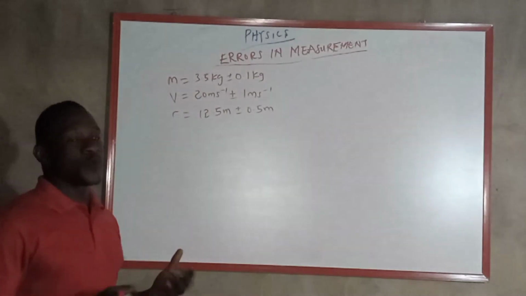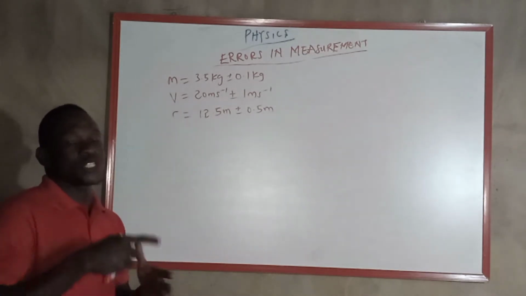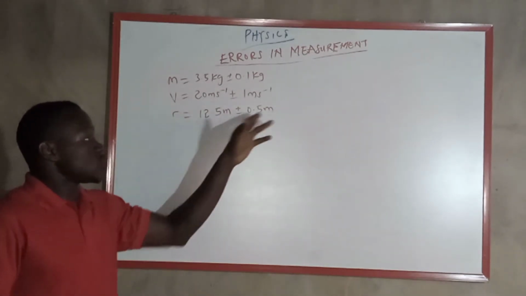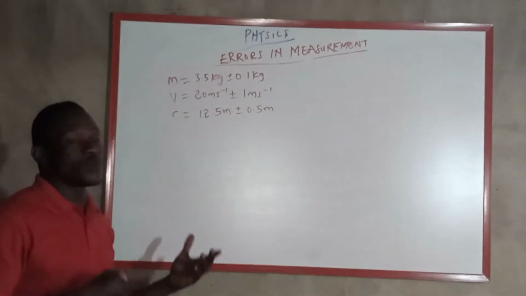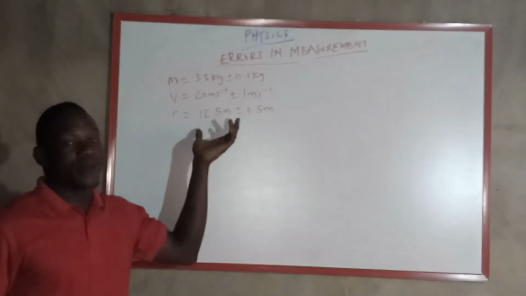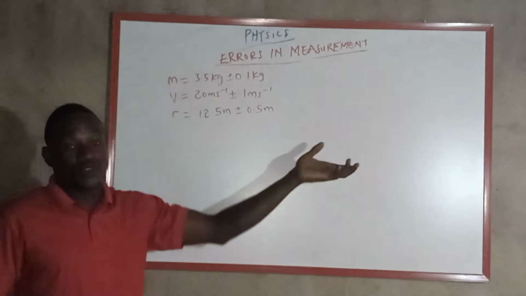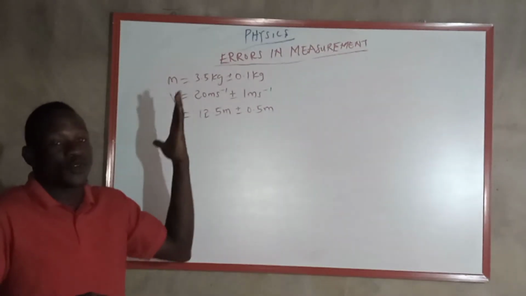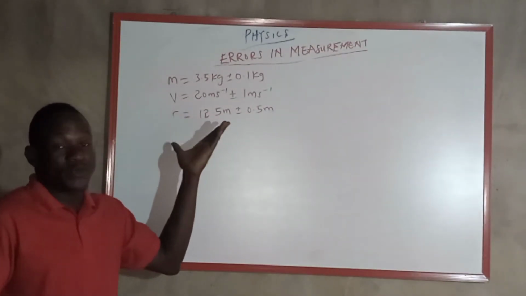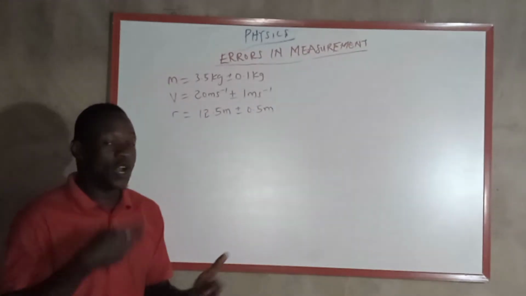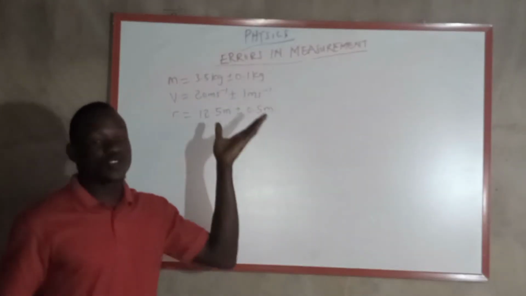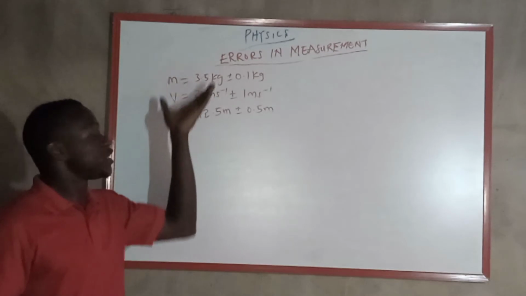That's the error. So it's possible the person wants to measure 12.5, but the person actually measured 13, that is plus 0.5. It's possible the person measured 12 meters, that is minus 0.5. So whatever it is going to be, plus or minus this is the error in measuring this.